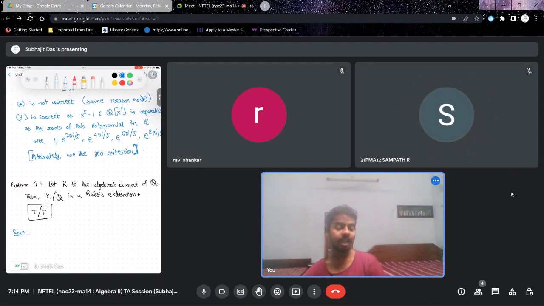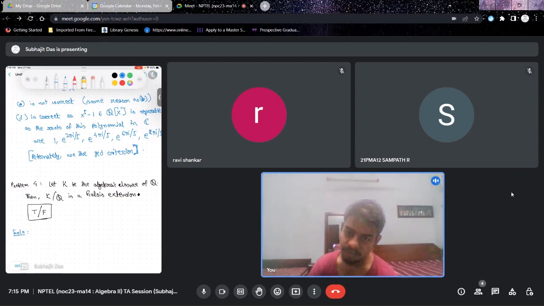And the algebraic closure of Q in C is precisely the field of all algebraic numbers, that is, all complex numbers which satisfy a non-zero polynomial equation over Q. Those are called algebraic numbers, and the algebraic closure of Q is this collection of algebraic numbers. So let K be the algebraic closure of Q. You need to figure out whether K over Q is a Galois extension.